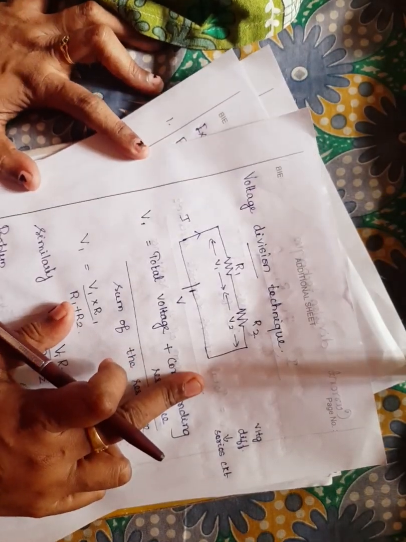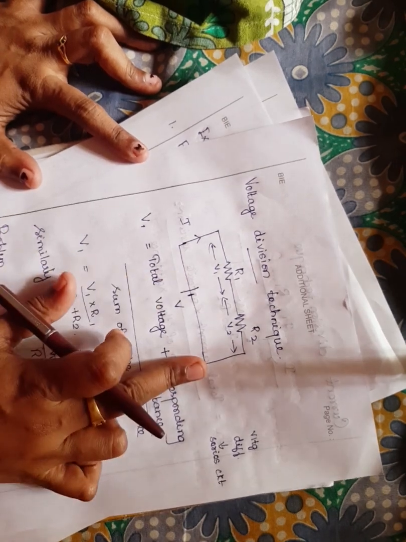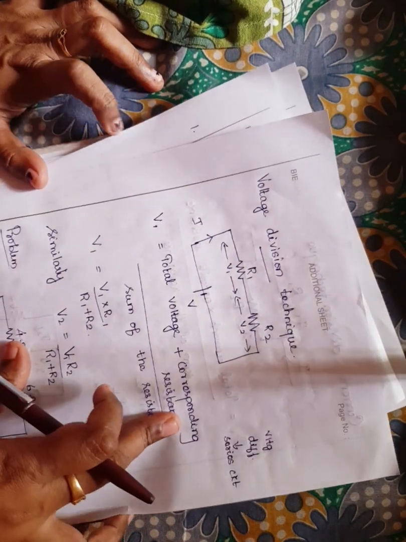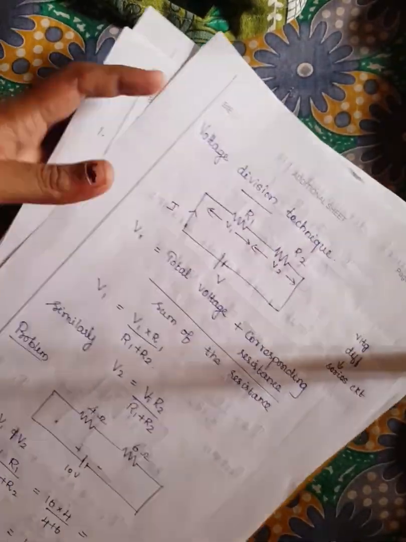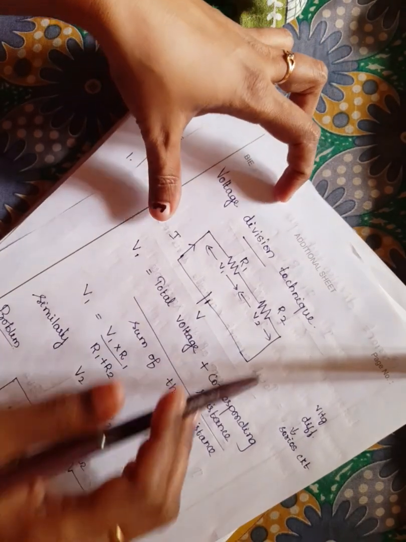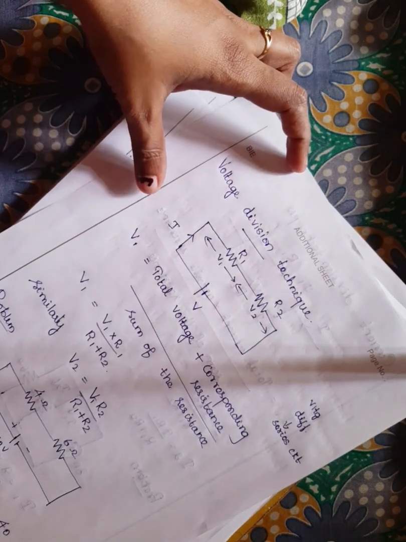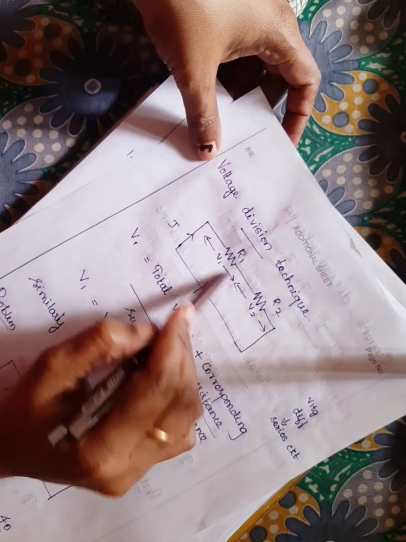So next we can see the voltage division technique. Okay. So what does voltage division technique mean? We want to apply the voltage division rule. In order to apply the voltage division rule, there should be two resistors, and it can be applied only in the series circuit.